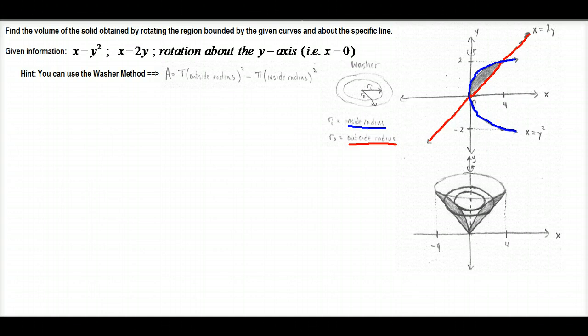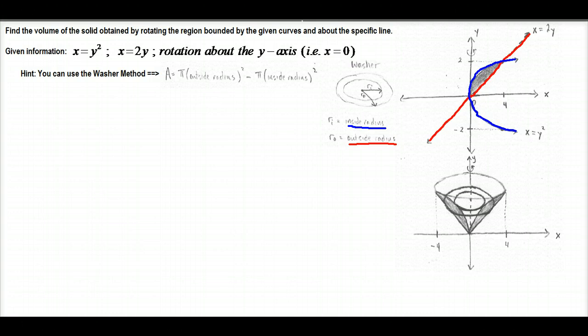So here we see that for these two particular functions, which are x equals y squared and x equals 2y, the independent variable is the y and the dependent variable is the x. And with that being said, we're going to rotate this particular area about the y-axis this time.